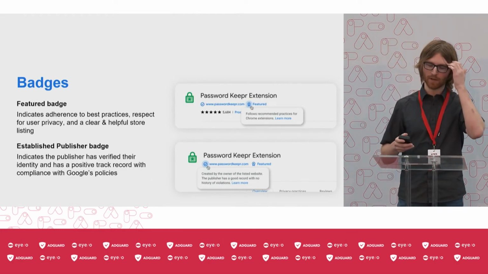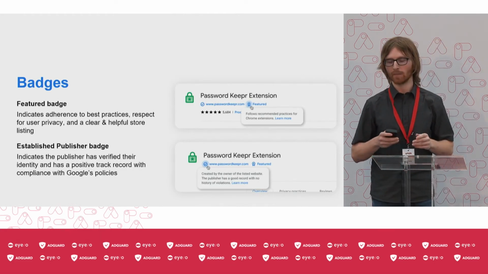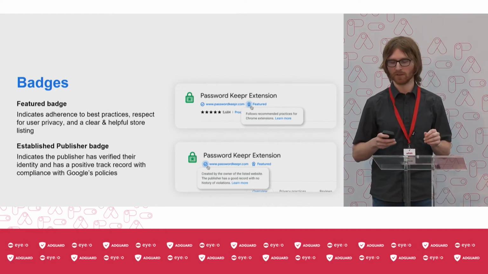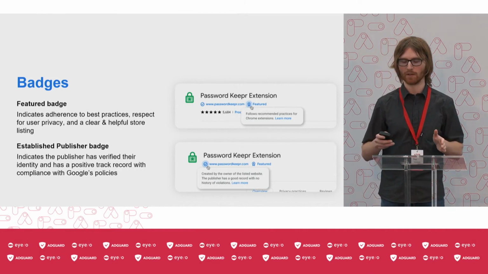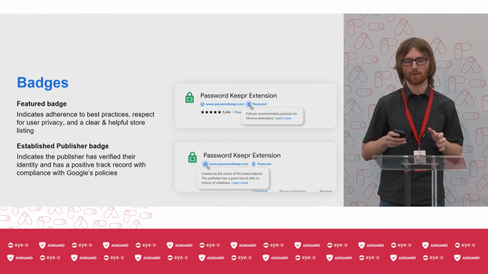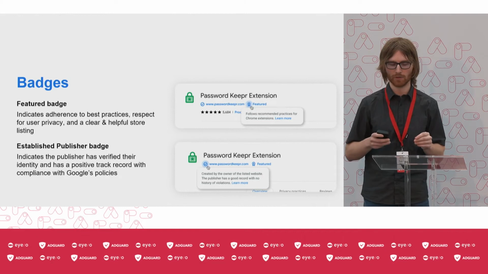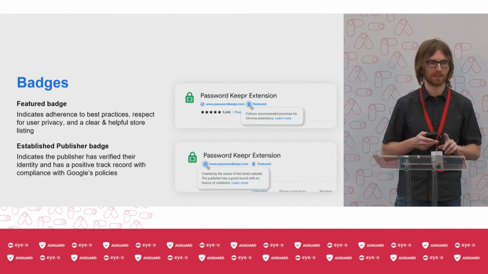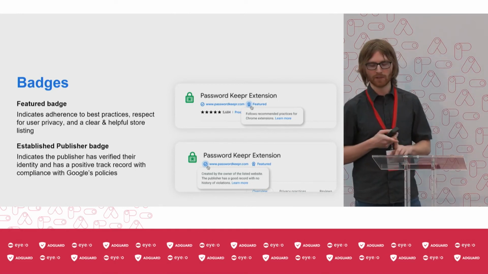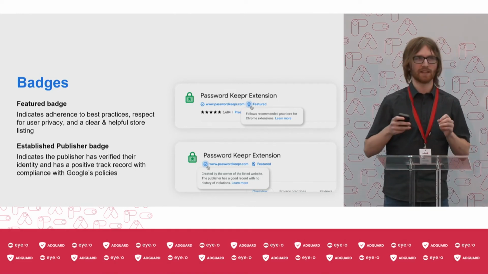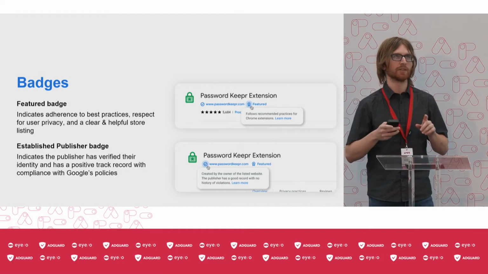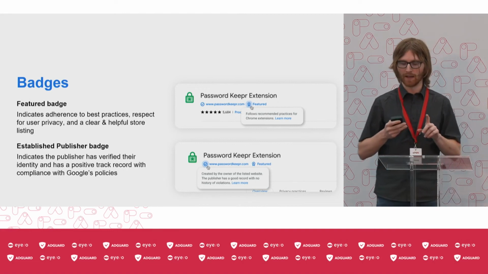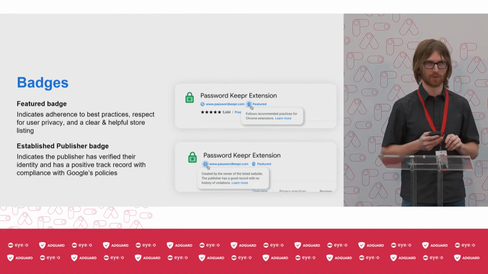The next thing we looked at was our item listing pages, in particular the top of page metadata, which is the first thing that users typically see for an extension. For this, we took all of the information we had and put it into two simple badges, one focused on the extension and the other focused on the extension author. The featured badge, as we call it, just indicates if an extension adheres to best development practices, respects user privacy, and also has a clear and helpful store listing.